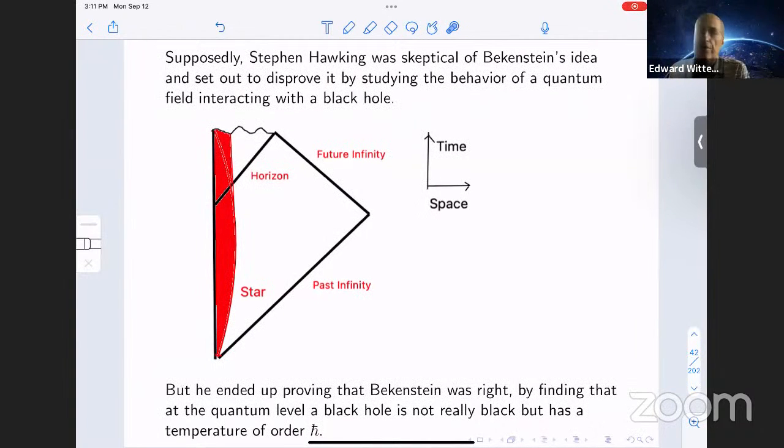A Penrose diagram is a picture where you schematically show time running vertically and distance from the origin running horizontally. But then Penrose made a conformal mapping to make the picture easier to understand. Anyway, Stephen Hawking studied quantum fields interacting with the black hole and ended up proving that Bekenstein was right by finding that at the quantum level, a black hole is not really black, but has a temperature of order h bar.